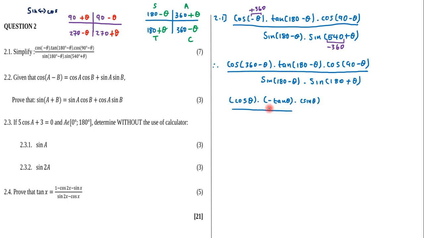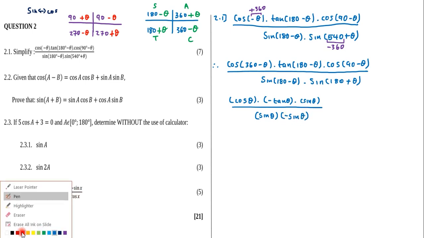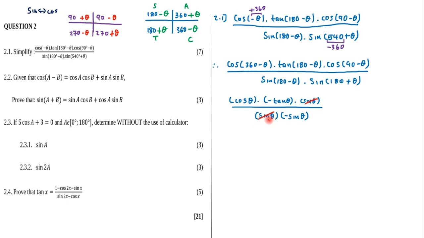And then now at the bottom, 180 minus theta is in the second quadrant, sine is what there? Sine is positive. So I'll have sine theta there. Sine 180 plus theta. 180 plus theta is in the third quadrant. Sine is negative there. So I'll have negative sine theta. Then now from here, I can see that this sine theta can cancel with that. And then I can multiply this cos theta with that negative tan theta. And that will give me negative cos theta times tan theta, right? Then now over here, I'm going to be left with negative sine theta.